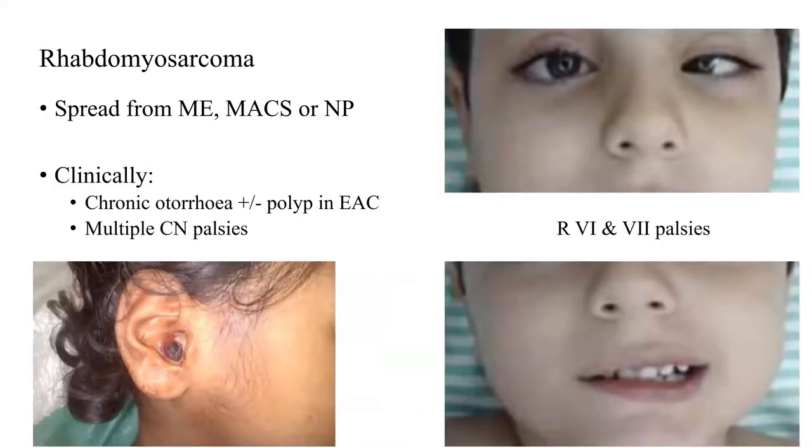One of the childhood malignancies of the petrous apex is a rhabdomyosarcoma, which would often get to the petrous apex by spread from either the middle ear, mastoid, nasal system, or nasopharynx. Clinically, I should suspect this if there's a history of chronic otorrhea, sometimes a polyp in the ear canal, and multiple cranial nerve palsies. So the child on the right in two photos has a right abducens palsy, so he or she can't abduct the eye, and a right facial palsy.